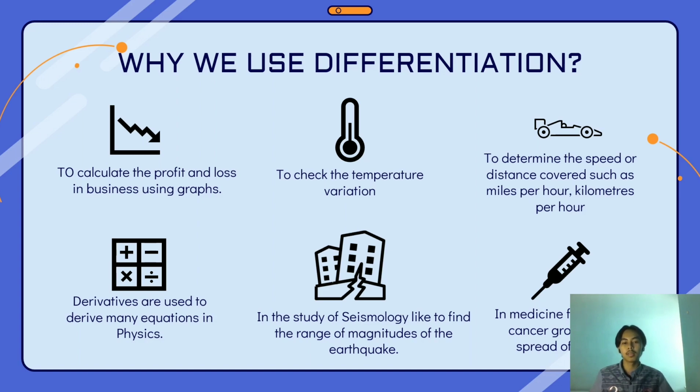Number 5, in the study of seismology, to find the range or magnitude of an earthquake. And the last one, in medicine, for example the growth of cancer. You can use derivatives to help find a cure for cancer, and medicine to cure a lot of diseases.